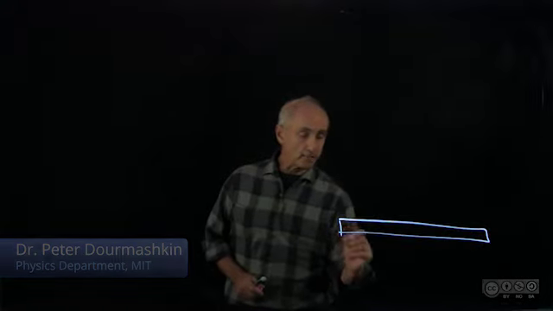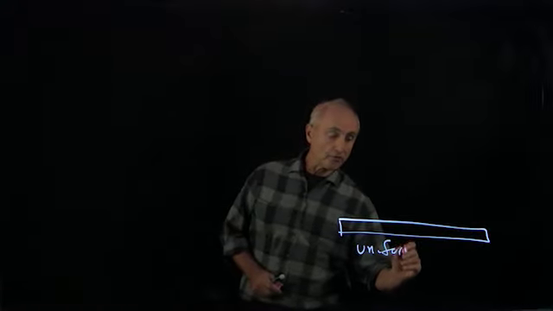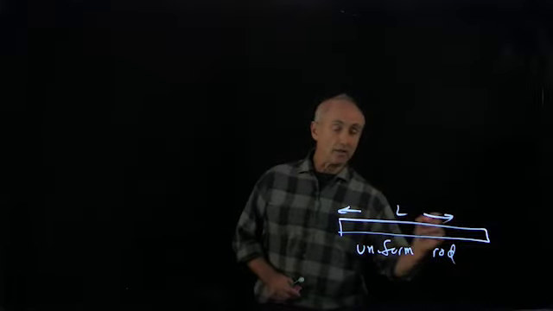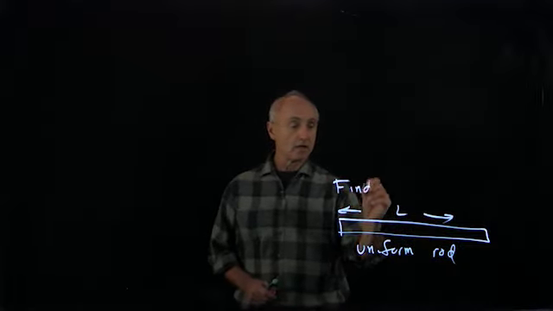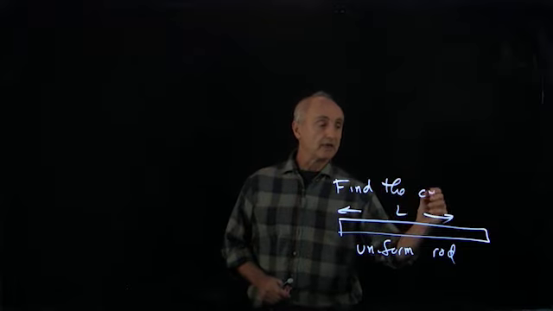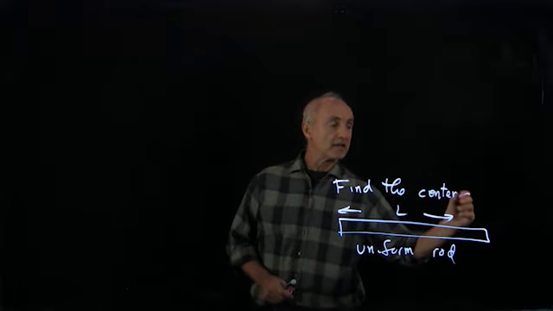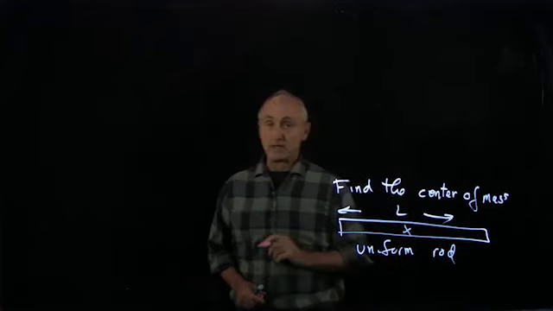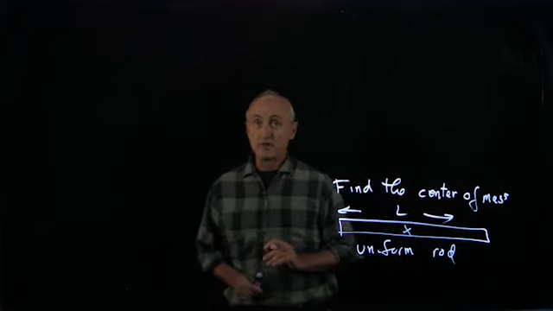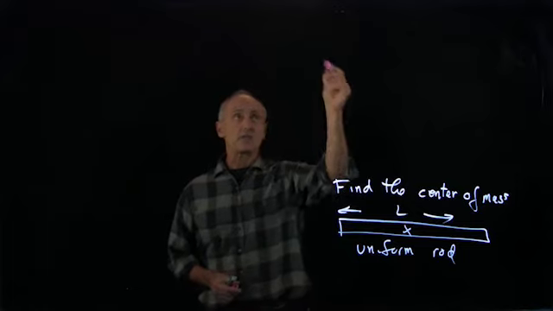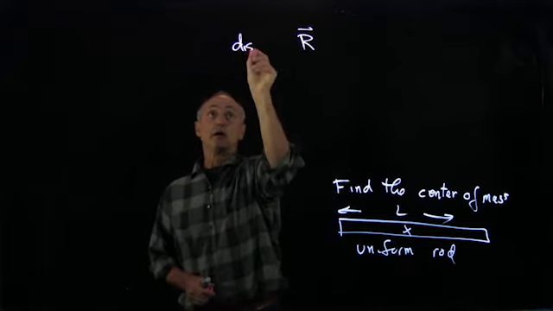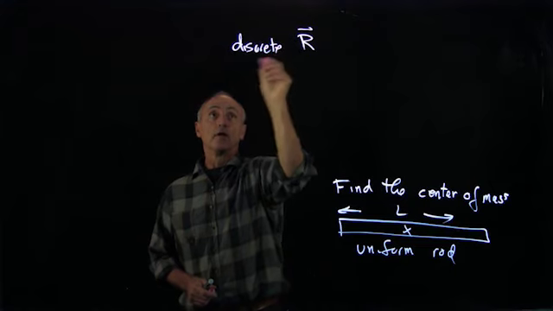Let's try to find the center of mass of a uniform object like a uniform rod. Let's assume this rod is length L, and we want to find the center of mass. Before I begin this calculation, you can probably already guess that it's going to be exactly in the middle, and we'll verify that. But let's first define what we mean by our center of mass for discrete particles.